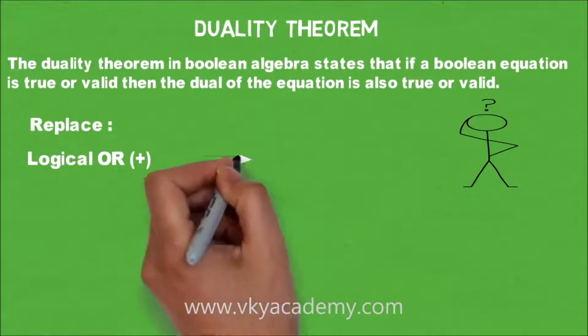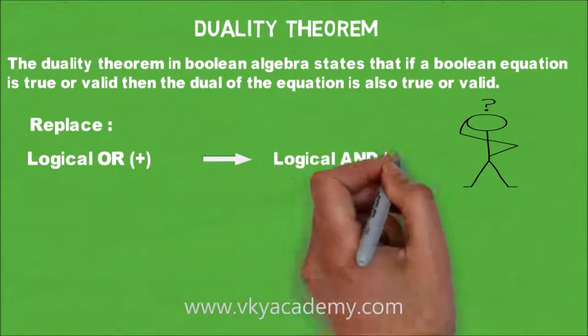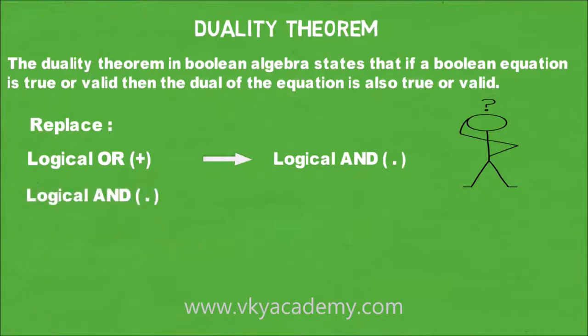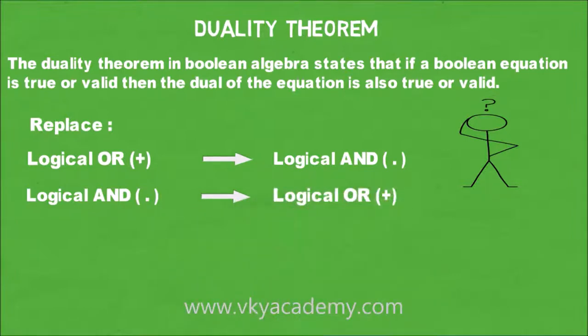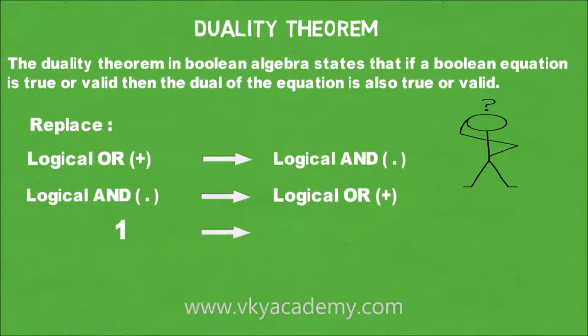In any Boolean equation, replace logical OR, plus, with logical AND, or dot. Replace dot with logical OR, plus. Replace 1 with 0 and replace 0 with 1.